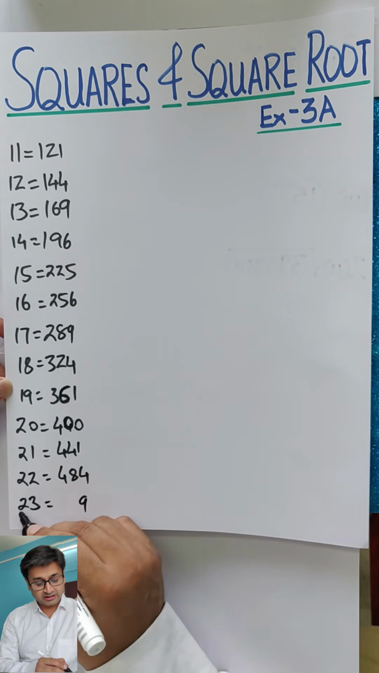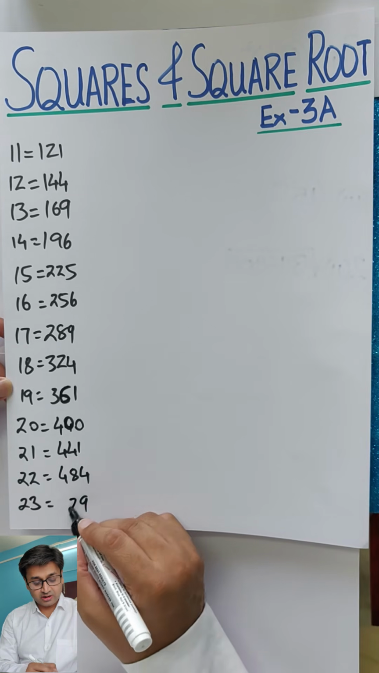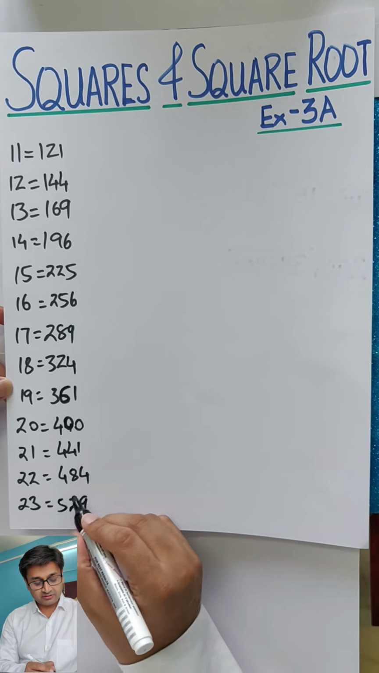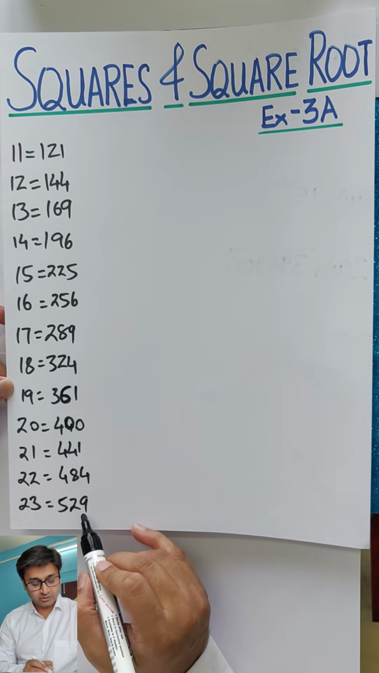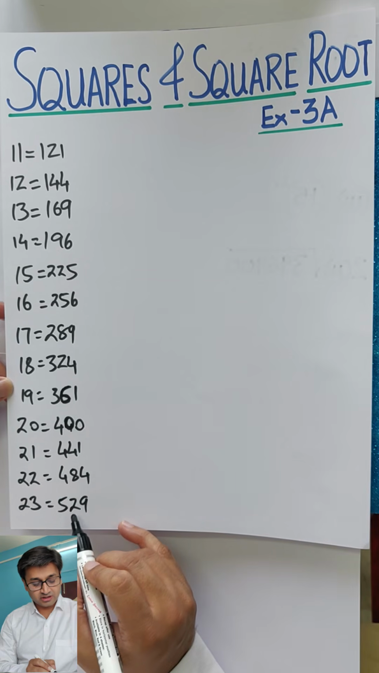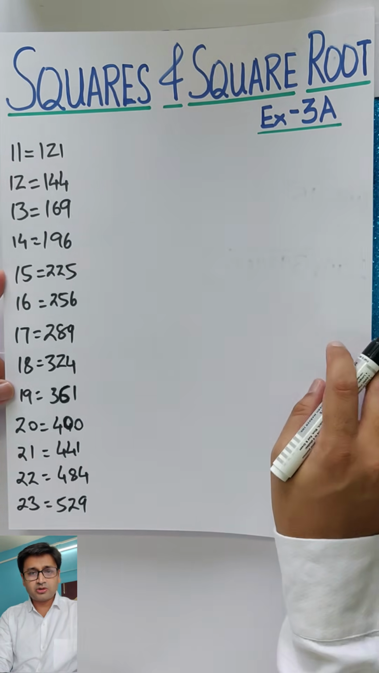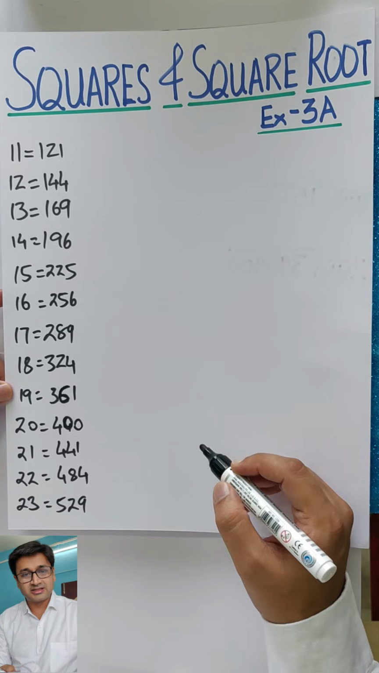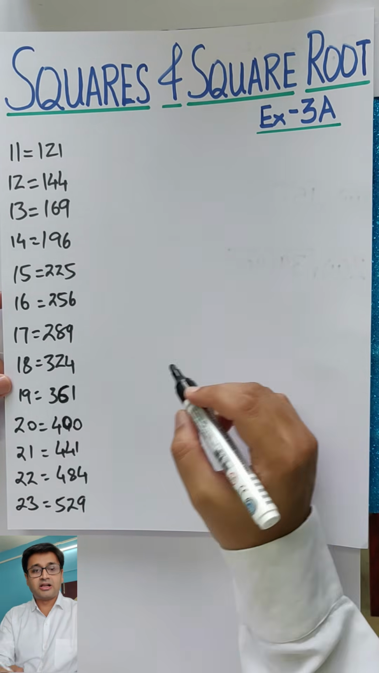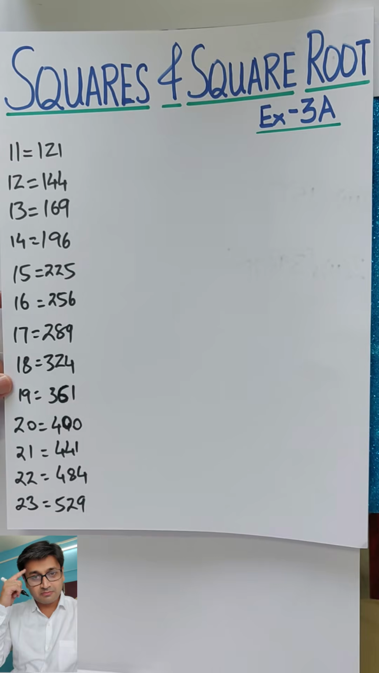So 3 square 9, 3 twos are 6, 6 twos are 12, 4 and 1 is 5. Am I right? Let me check. 3 square 9, 3 twos are 6, 6 twos are 12, 2 square 4 and 1, 5. Now it's correct. So, did you get any idea how I multiplied this directly and got my answer? I'll show you the trick. How to get your squares mentally.